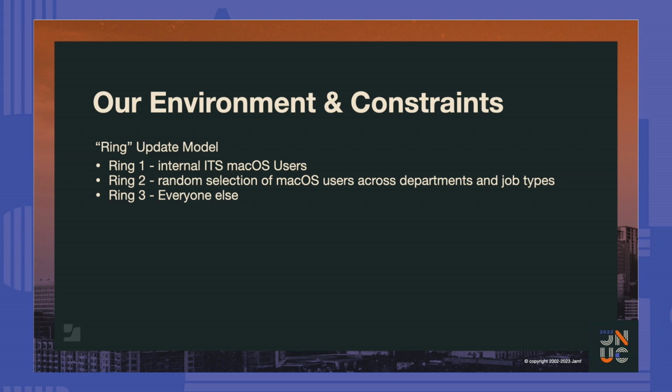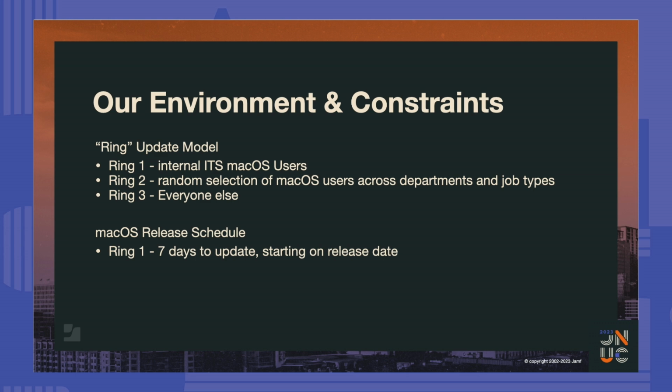In connection to this ring update model, we pair it with the macOS release schedule, to where if Apple were to release a software update today, then ring 1 has 7 days to update starting right now. So nudge is gonna give them 7 days to get that updated. Ring 2 is gonna start after that 7th day. They're gonna have their own 7 days to perform the update, to where paired with the software update deferral and nudge, they have that new window.